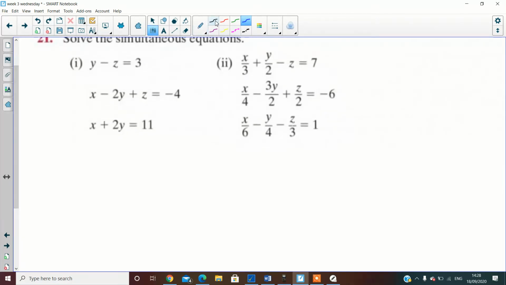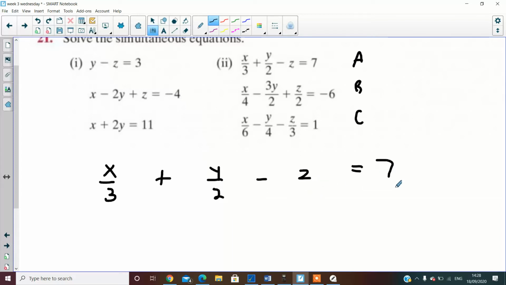All right, lads, ready? Okay, we're doing 21 part 2. It's considered a more difficult question purely because it has fractions, okay? So your first thing is to eliminate all fractions, okay? Fractions are evil and they must be eliminated. Now, nobody likes fractions.